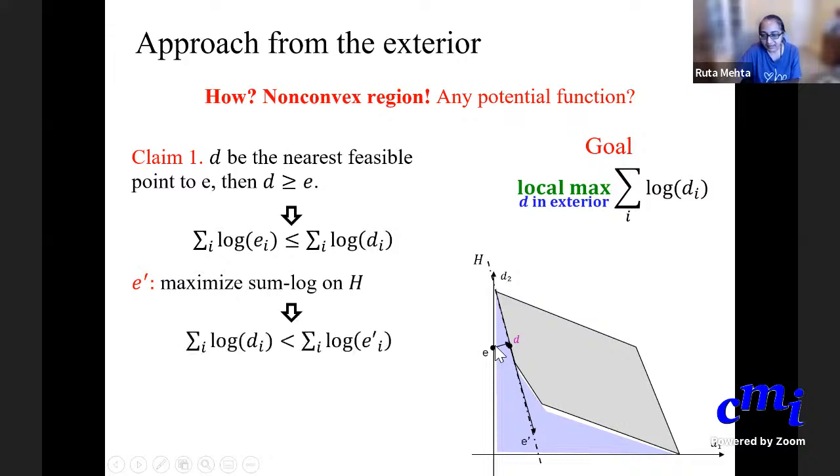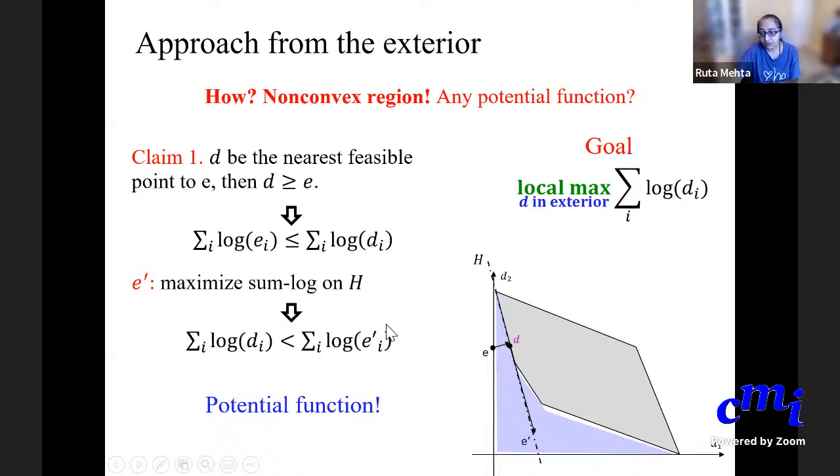Because you're maximizing, if it goes to some E prime point, that's your optimum, then you must have increased the objective strictly. So when you do this maximization on the supporting hyperplane for this objective, if you go from D to E prime, it must be that E prime has a larger objective than at D. So you strictly increase the objective. Okay? So this gives us a potential function.